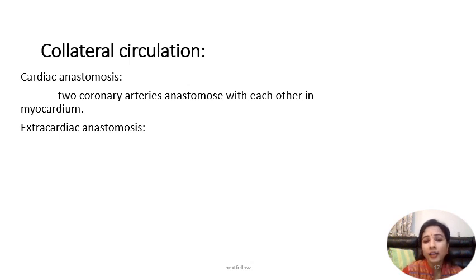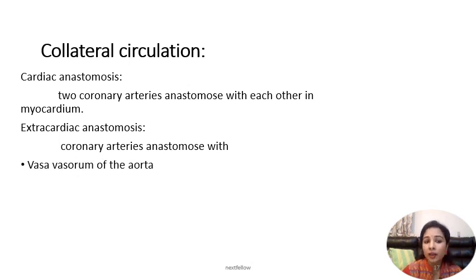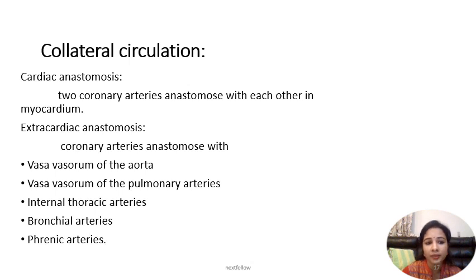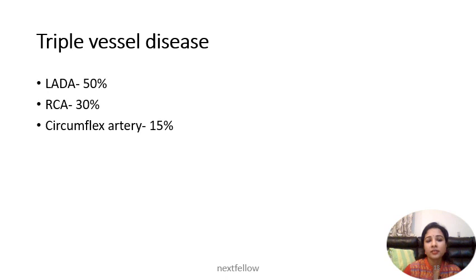Then extracardiac anastomosis: coronary arteries anastomose with the vasa vasorum of the aorta, meaning the blood vessels supplying the aorta, and the vasa vasorum of the pulmonary arteries. They also anastomose with the internal thoracic artery, which supplies the thoracic wall and the pericardium of the heart, and with the bronchial arteries, which supply the lungs and also the parietal pericardium of the heart. And they also anastomose with the phrenic arteries.